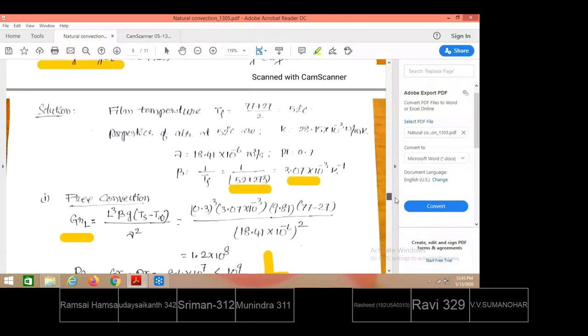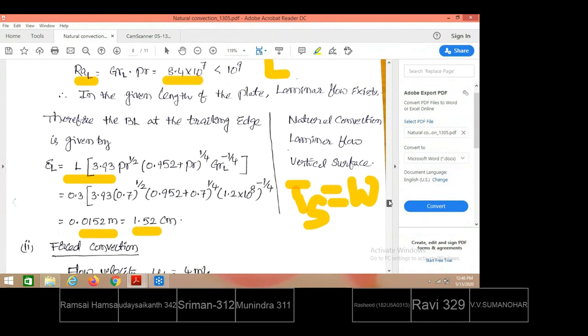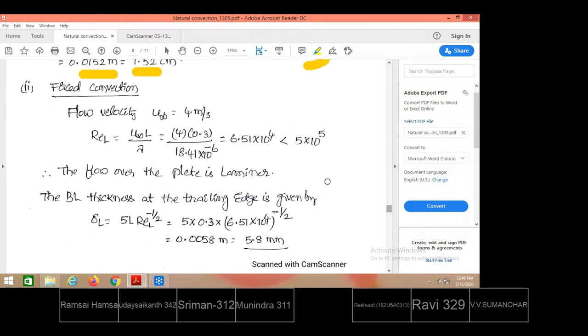After obtaining the boundary layer thickness, the value at the trailing edge at the top of the plate is 0.0152, otherwise 1.52 centimeters. Next, when the flow takes place under forced convective conditions, the Reynolds number is estimated to be 6.5 into 10 to the power 4.